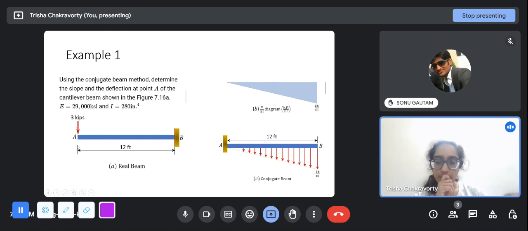When we apply a force in this real beam, forget about the conjugate beam. In this beam, at the tip we have applied a downwards force, so the deflected shape will be something like this, and the slope will be anti-clockwise. This was originally like this. It has come somewhere here. So this will be the slope, and this is anti-clockwise slope. So the sign convention is matching.